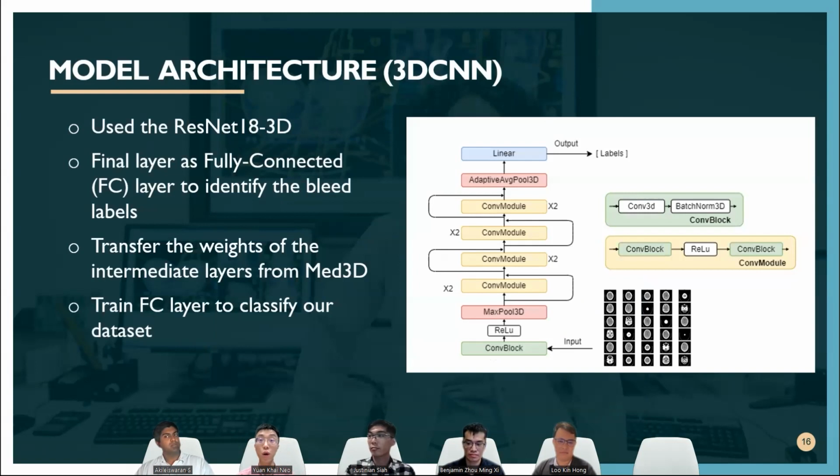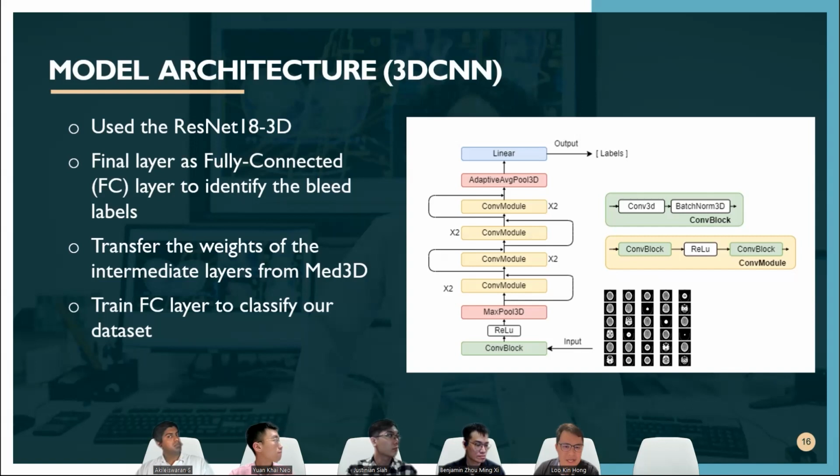Yes, in fact, it was. We followed similar principles that are used in our ResNet 18 3D model and transferred the weights of those intermediate layers back from the Med3D model. Furthermore, there was transfer learning by freezing all the layers, except the fully connected or FC layer, to identify the bleed labels accurately. This is really fascinating.